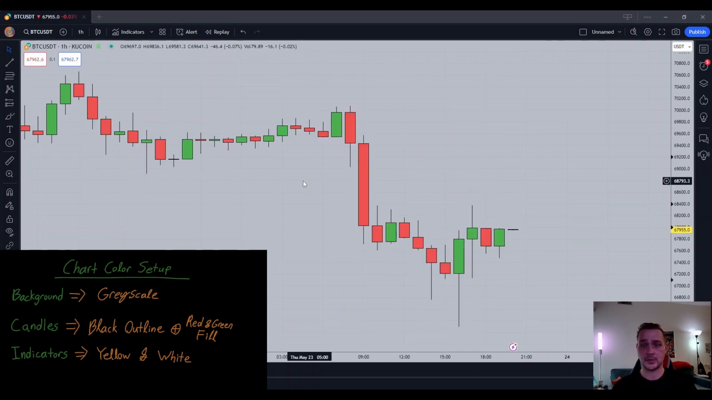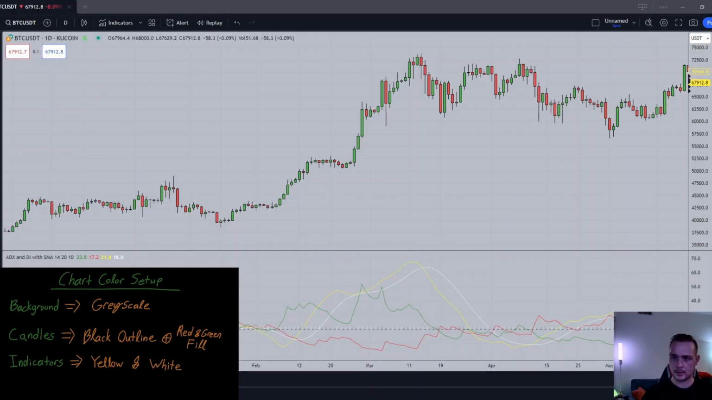By setting your candles to simple black outlines and red and green fill, you get a pretty nice looking chart. And for your indicators, you're going to want to use colors like yellow and white that are really easy to see. As an example here, I have an ADX indicator, and you see the yellow, the white, the green, and the red. Those are probably going to be your best four colors to use on your chart. They stand out, they're easy to see, and they're not going to blend in with any other color you're using.